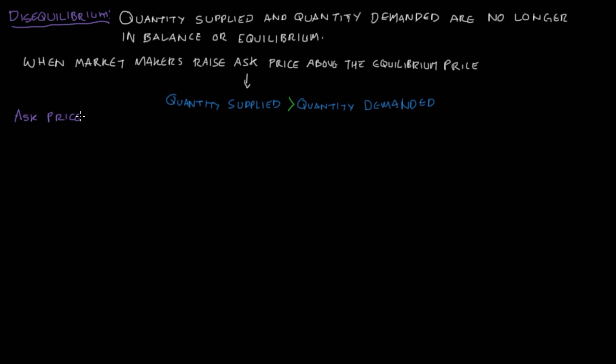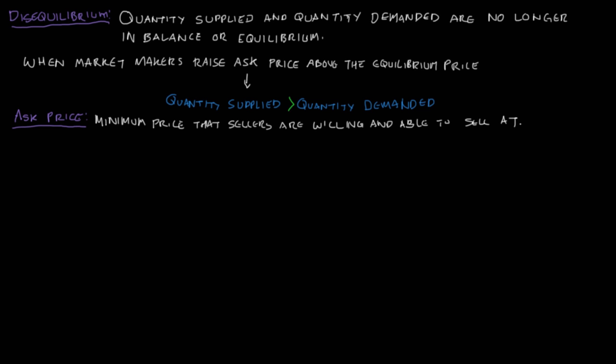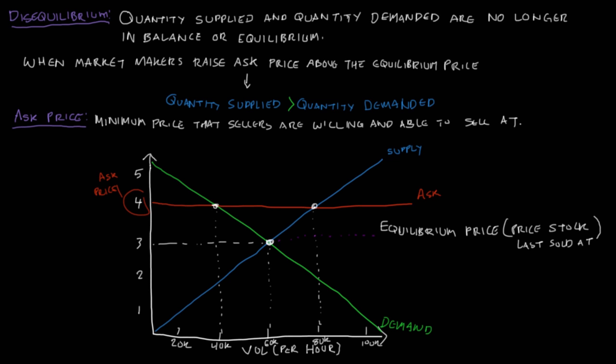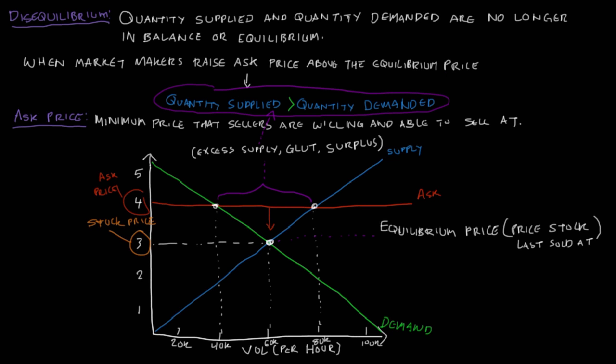In the financial markets, the ask is the minimum price that sellers are willing and able to sell at. In a hypothetical scenario, the way a stock will reach disequilibrium is when market makers adjust the price of the quotes. In this example, they raise the ask price to $4. Looking at our graph, the demand curve will tell us that at a price of $4, only 40,000 shares will be bought. However, 80,000 shares are willing to be sold at that price from sellers.